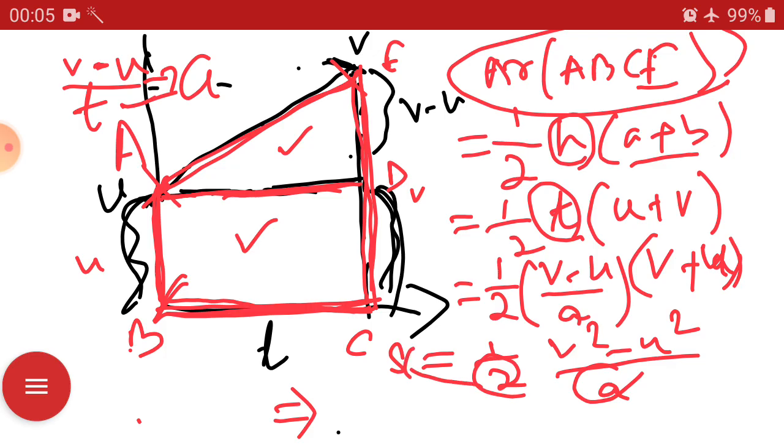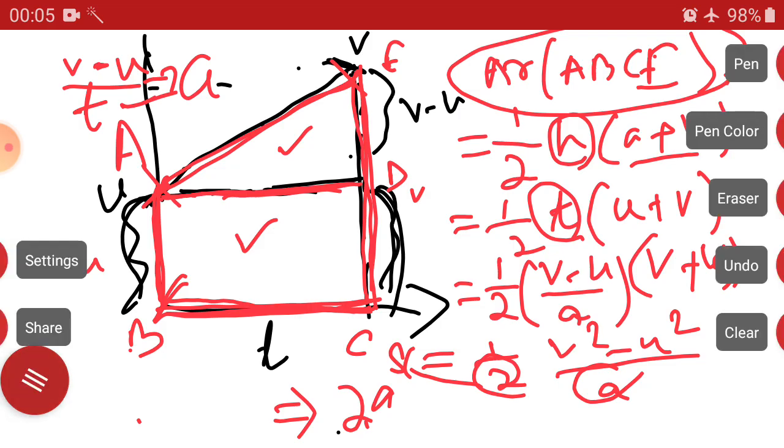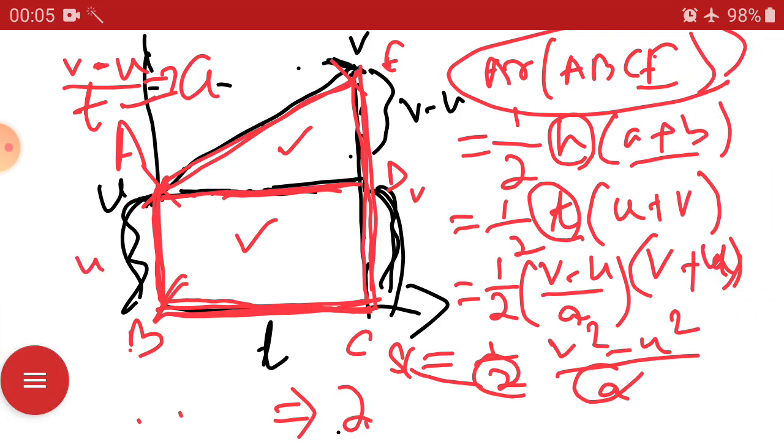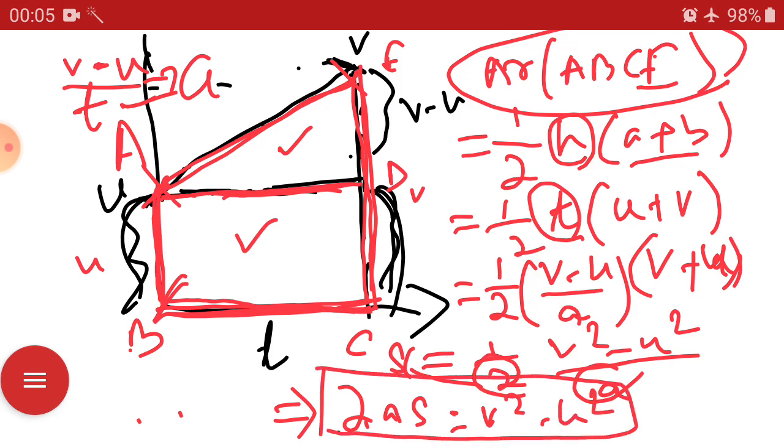So it will be 2A, 2as is equal to v square minus u square. Okay, clear? This is the second equation.